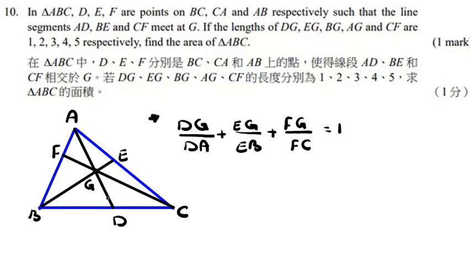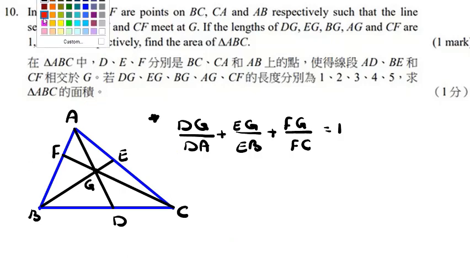DG over DA plus EG over EB plus FG over FC. The sum of them equals 1. You can prove it by areas. How can you prove it? Let me copy this, and then we want to solve the problem.